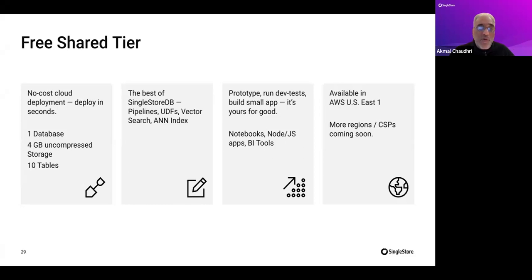Essentially it's a no-cost cloud deployment, and it's very, very fast. I will do that for you in real time and show you how fast the deployment actually is. Vijay touched upon a couple of useful capabilities, such as pipelines, vector search, and ANN index. All of these are available within this free shared tier as well. It's great for prototyping, development, testing, and small-scale apps. I do that all the time.